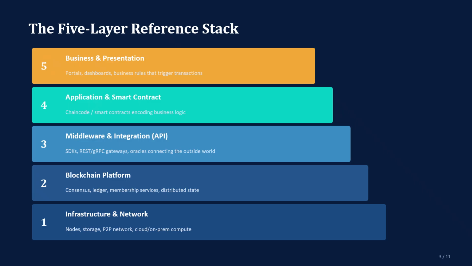Here is the full five-layer stack, base to top. Layer 1, infrastructure: the physical nodes and network. Layer 2, blockchain platform: where consistent ledgers live. Layer 3, middleware, the integration bridge. Layer 4, application and smart contracts, where business logic lives. Layer 5, business and presentation, what people actually interact with.